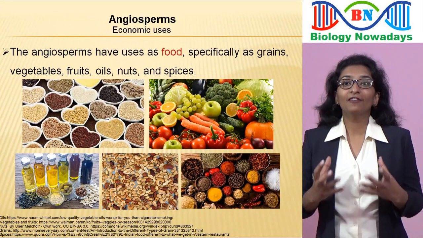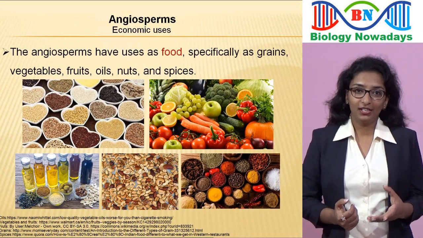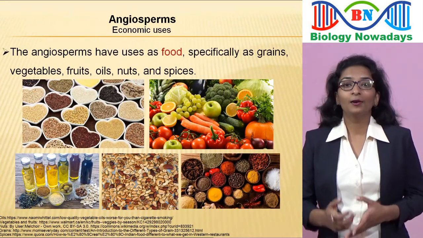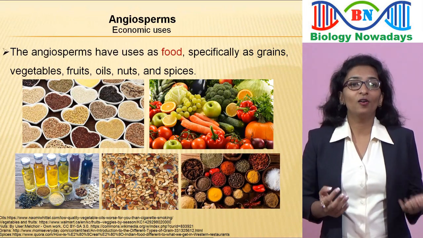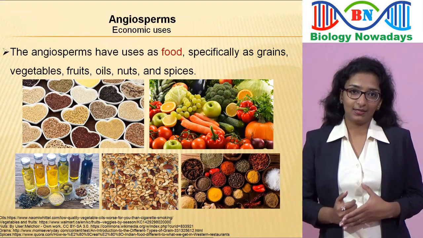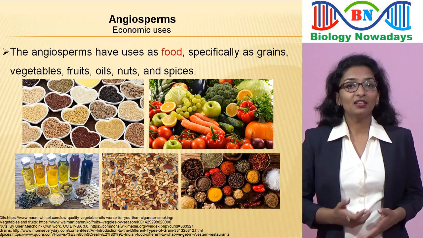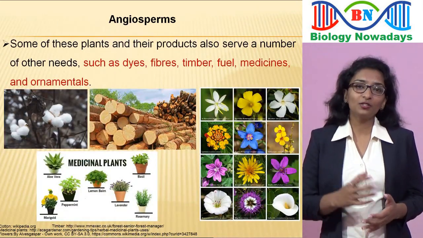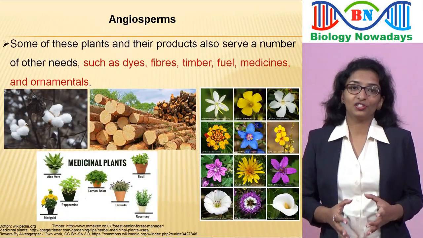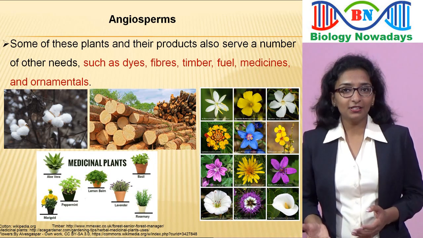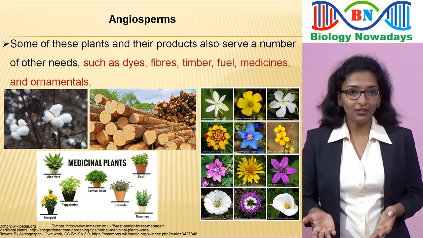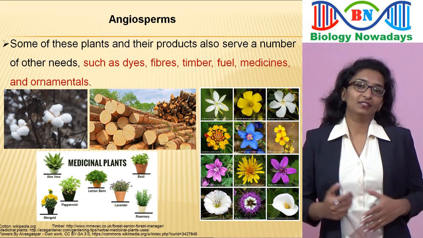The angiosperms have a number of uses as food, specifically as grains, vegetables, fruits, oils, nuts and spices. In addition, some of these plants and their products also serve a number of other needs such as dyes, fibers, timber, fuel, medicines and ornamentals.